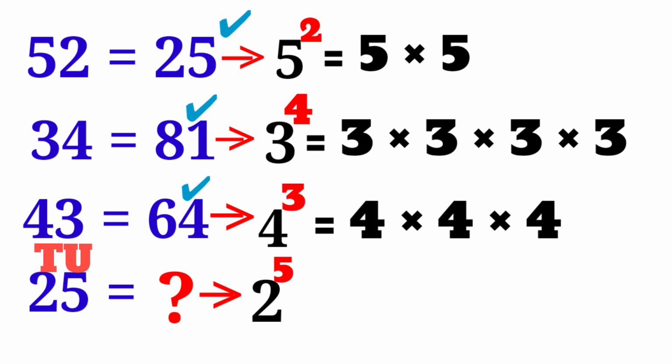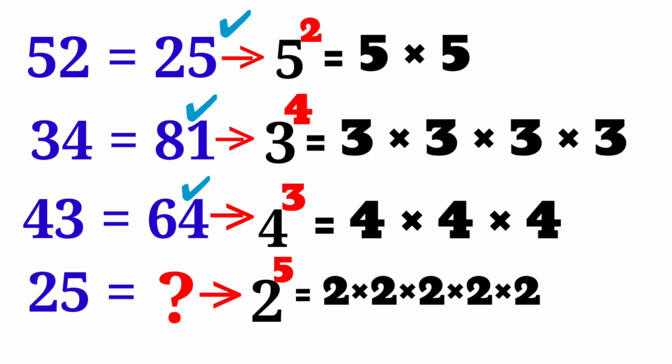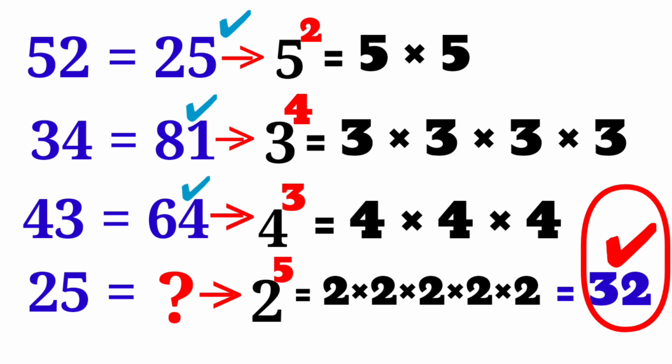Number 25. Units place digit is used as power. 2 raised to the power of 5. 5 times multiplication of number 2 is equal to 32. 32 is the answer of this sequence. 2^5 is equal to 32.